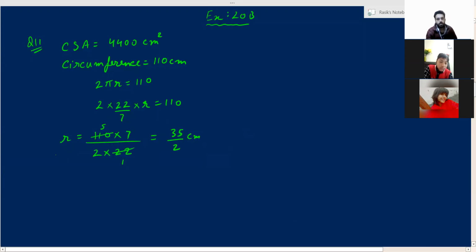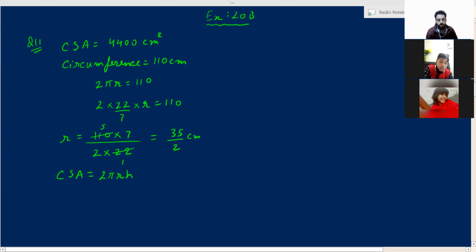Now we will use the radius to find the height. How? Let's write the formula of CSA. The formula of CSA is 2 pi r h. This is the curved surface area of a cylinder. I hope you all remember the formula, all the formulae.